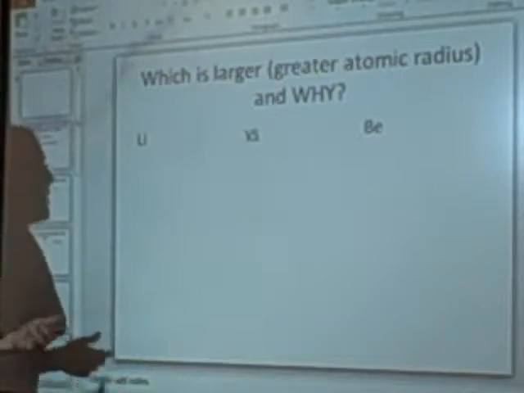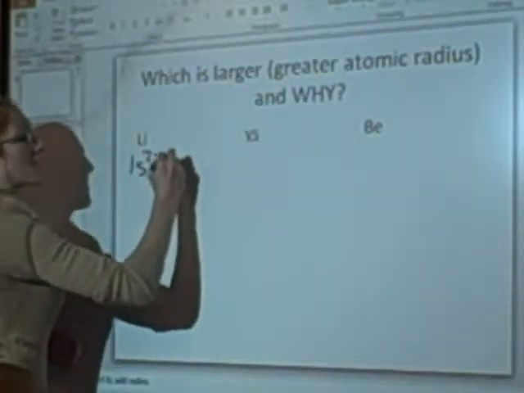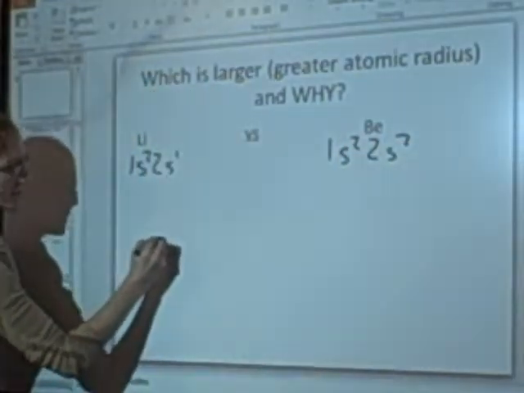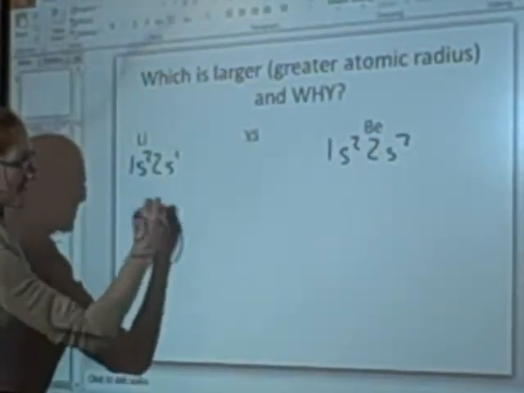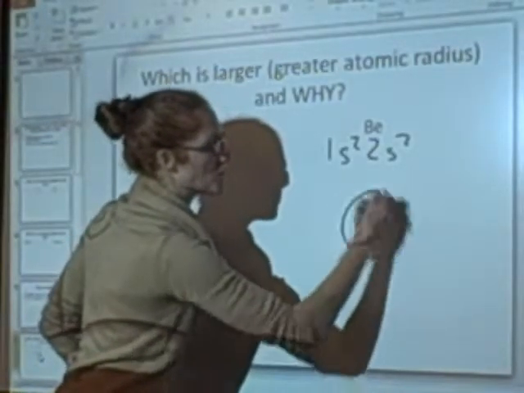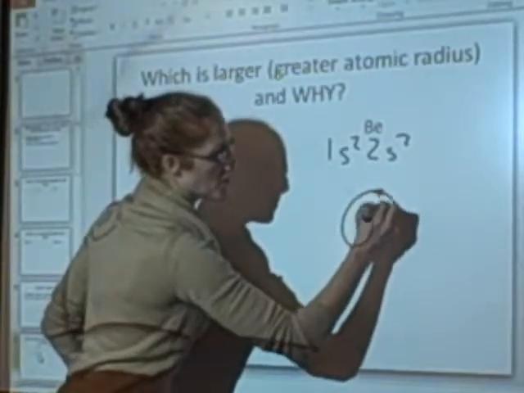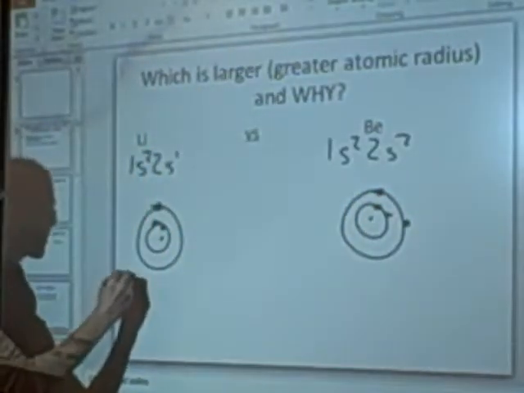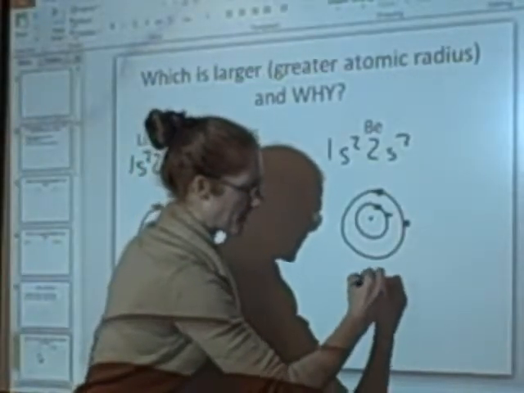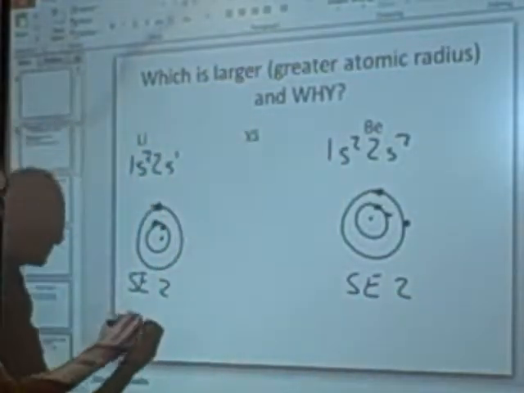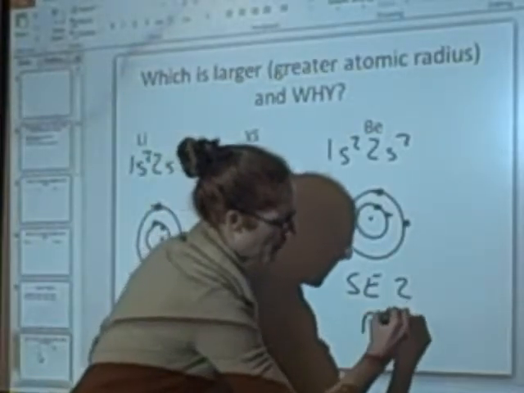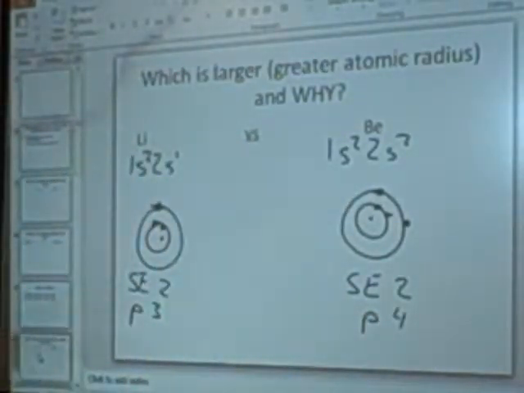So we have lithium versus beryllium again. I'm going to do the same thing where I write my electron configurations, draw my Bohr models, and then look at these guys. So it's the exact same comparison. 1s2, 2s1 for the lithium, 1s2, 2s2 for the beryllium. So they both have two core electrons, two electrons that are not valence electrons, so they both have two shielding electrons. The lithium has 3 protons, the beryllium has 4 protons. So we can't look at shielding, we just look at protons.